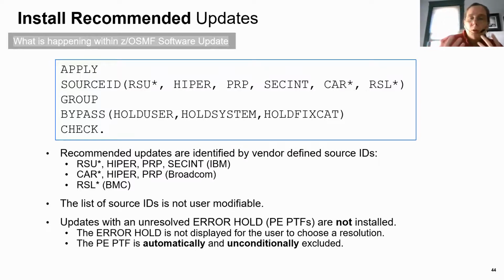Now, what we have decided to do is if you have a PE PTF, we are not going to install that. It's going to be automatically and unconditionally excluded so that when you install recommended, you do not install a PE PTF. If it's your desire to install a PE PTF, let's say because you reviewed it and you know that the reason why it's PE is going to be okay, you should use the install corrective method in order to do that, to make sure that goes on.